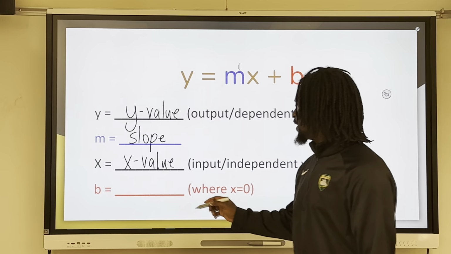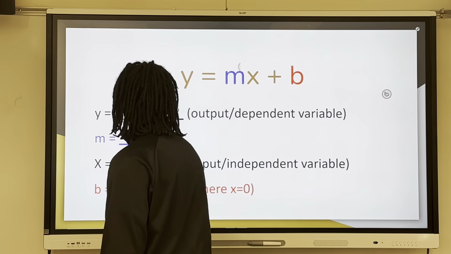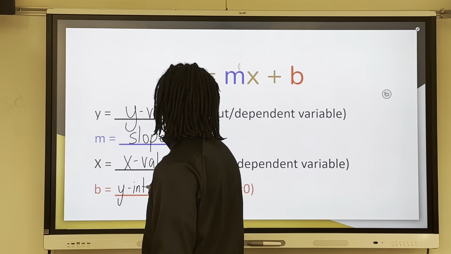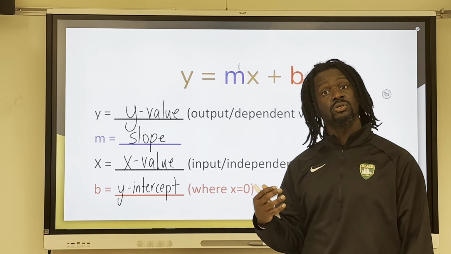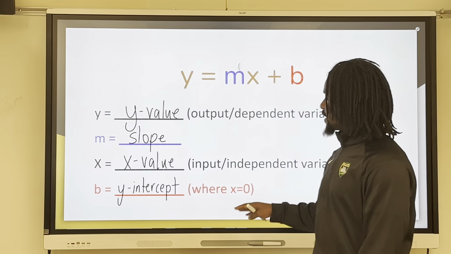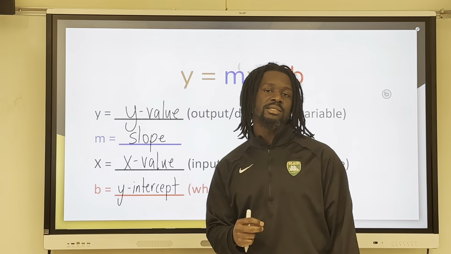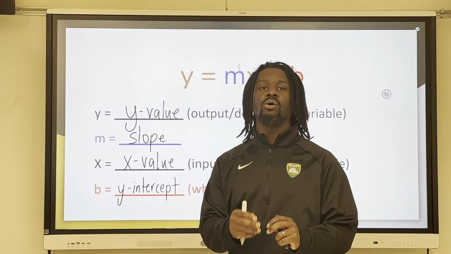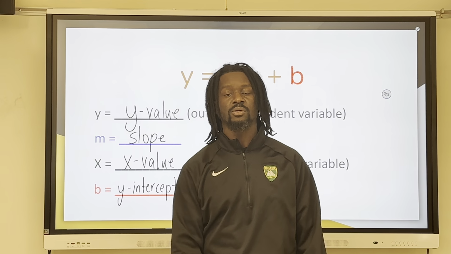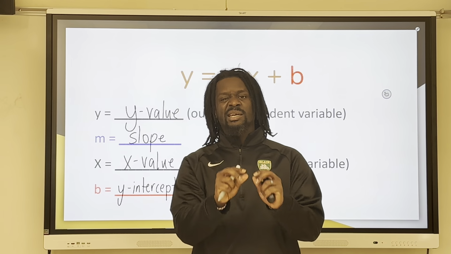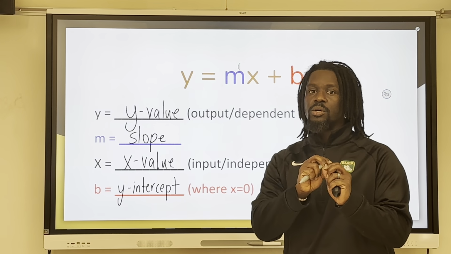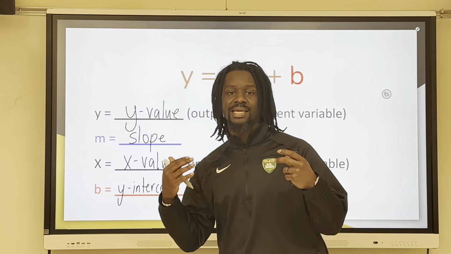And then lastly, the b is the y-intercept. That is the term that is new for today. The y-intercept means where it crosses on the y-axis. If we remember, the y-axis goes up and down. Wherever it crosses on the y-axis is the y-intercept.